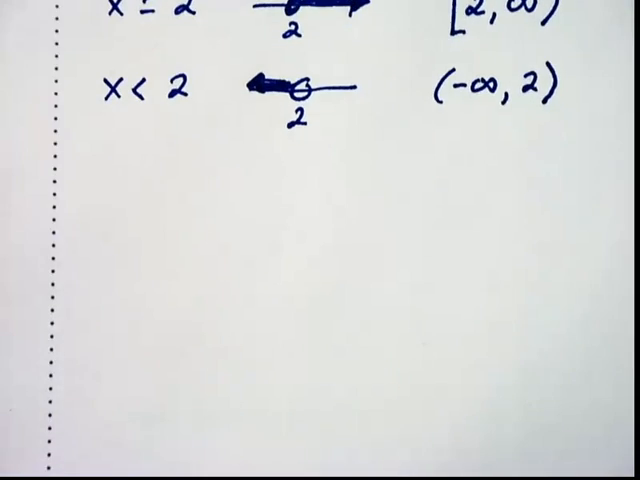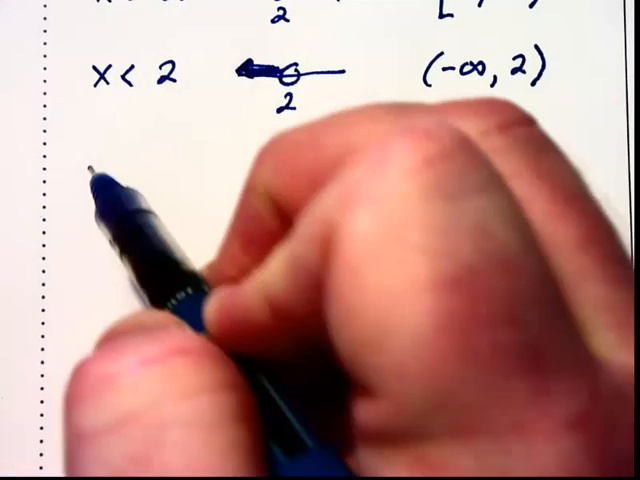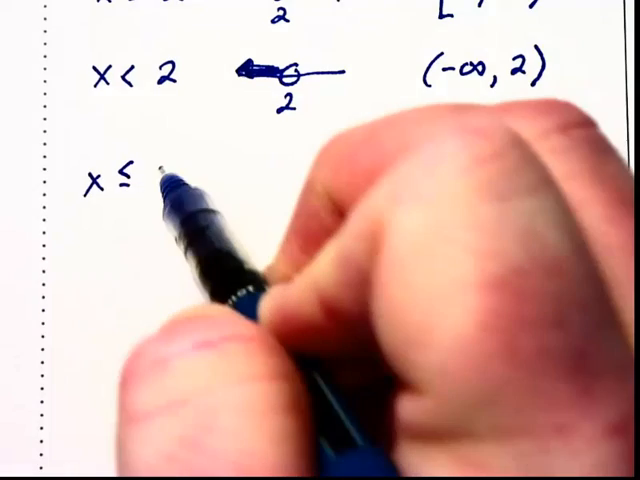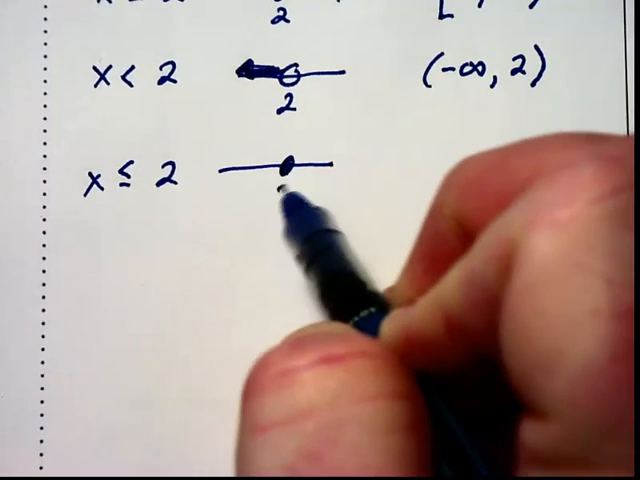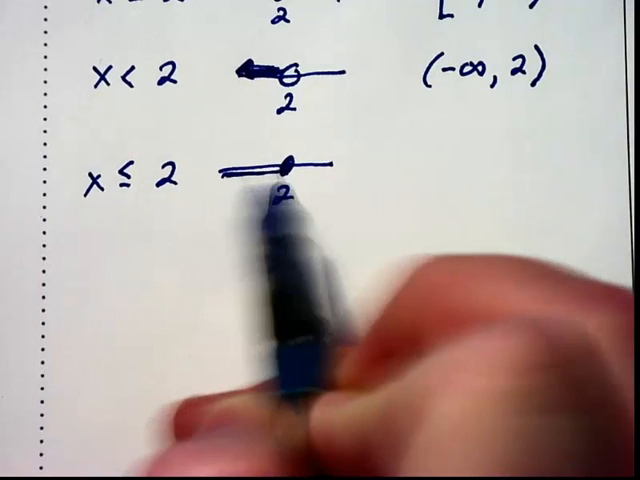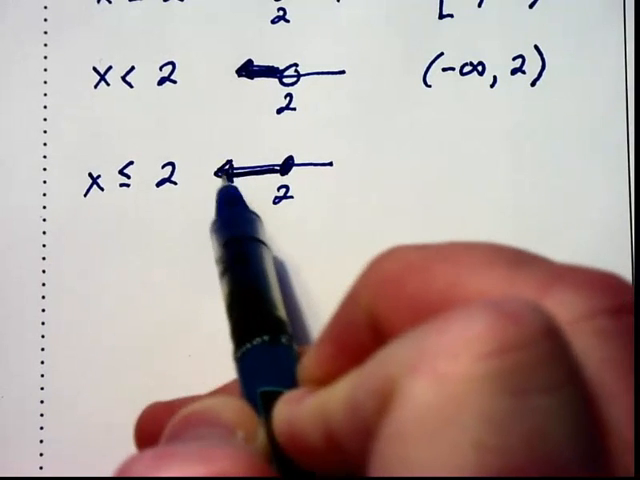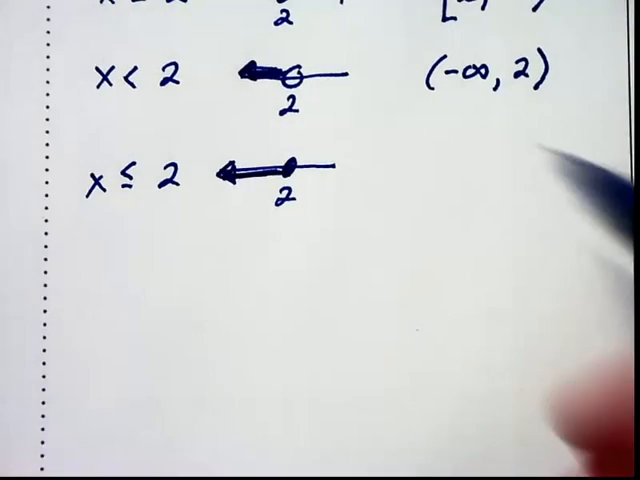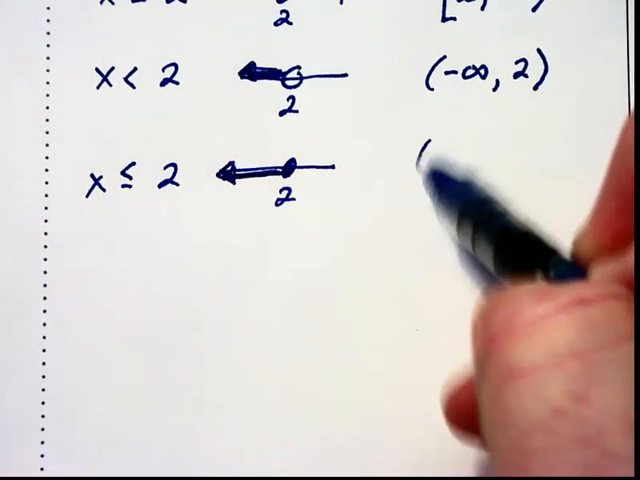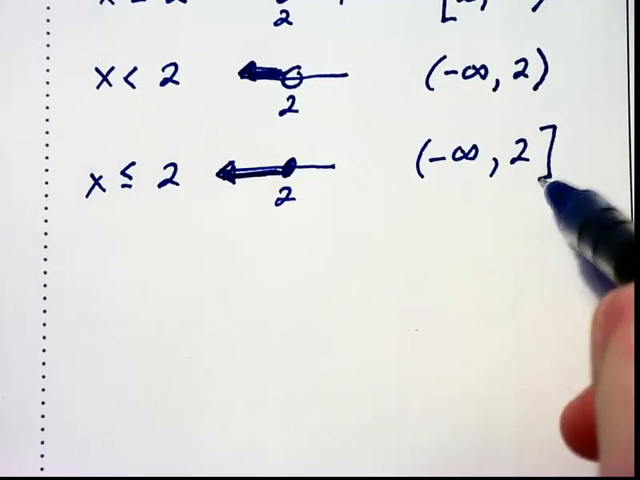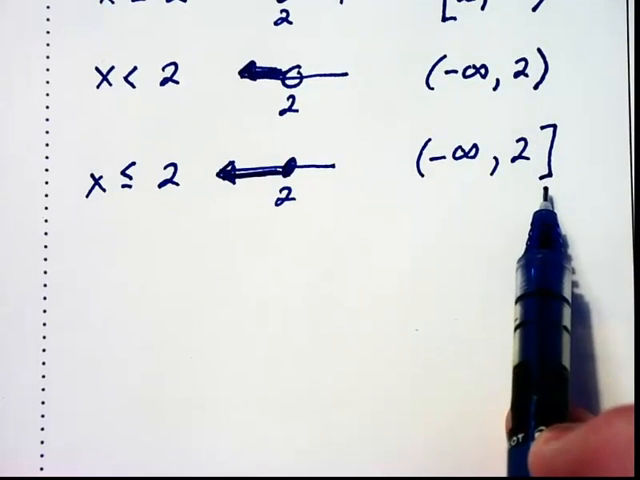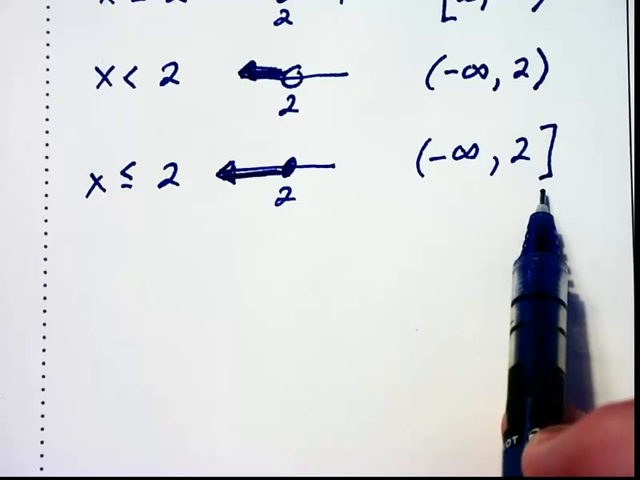Just trying to get every single pattern in here. Let's write out x is less than or equal to 2. This would involve a filled-in circle at 2 with all values to the left of it on the number line shaded in. In interval notation, we would write this as the interval from negative infinity up to 2 inclusive of the 2, which we indicate with the bracket symbol here.